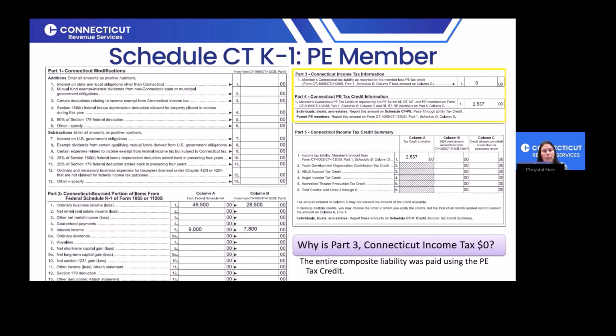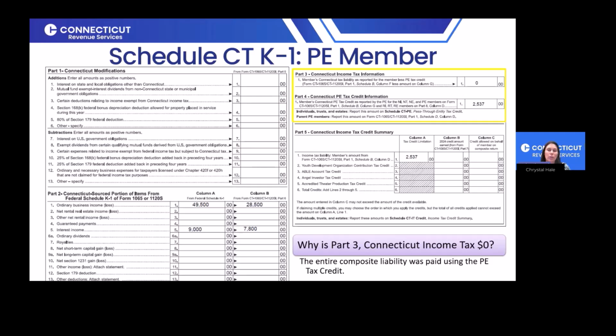What I primarily want to focus on, though, is how part 3 and part 4 were determined in allocating these credits to the members. So as you can see, part 3 is the composite liability that was paid for the pass-through entity. Why is this 0? Well, actually, all of the pass-through entity tax credit that was reported to this member covered the potential composite liability. So the entity is receiving a PE tax credit of $2,537, which should cover the liability for all of their Connecticut source income.